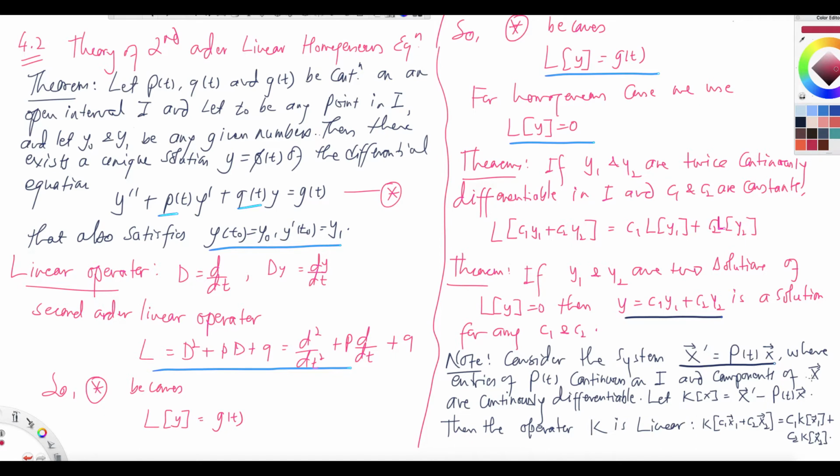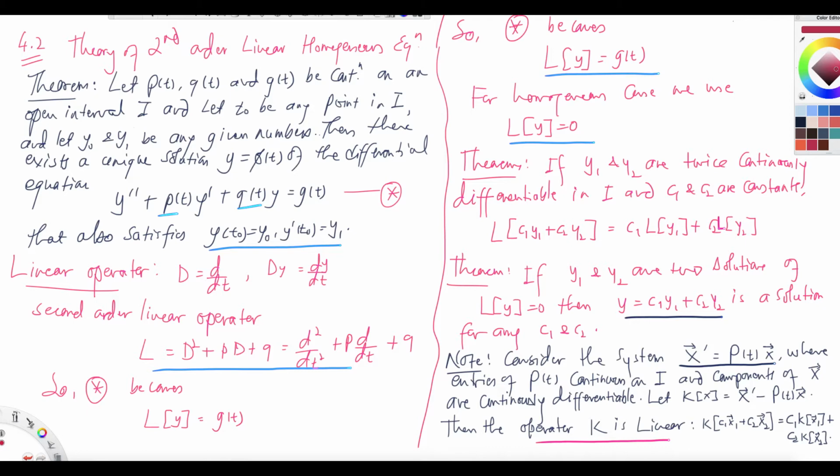I denoted that by kx. In that case, the operator k is linear. That means k(c1x1 + c2x2) = c1 k x1 + c2 k x2. So this operator is also linear.